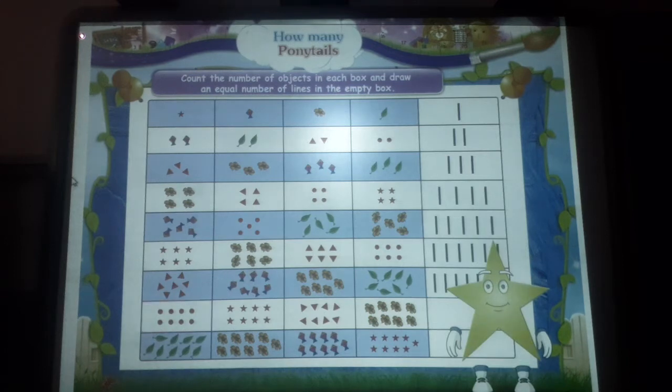Eight dots, eight stars, eight triangles, eight flowers. Draw eight lines.